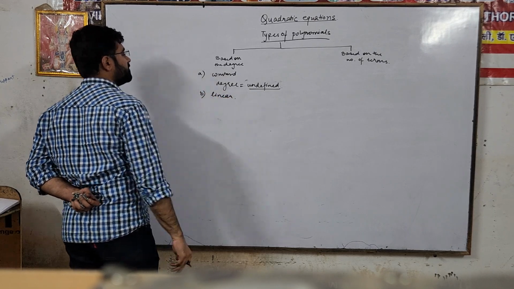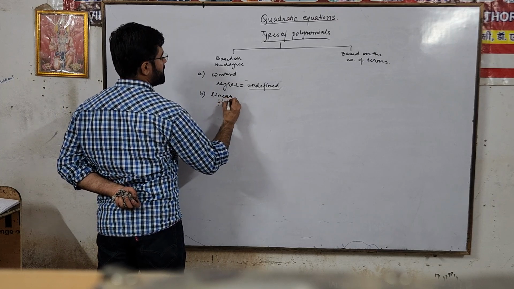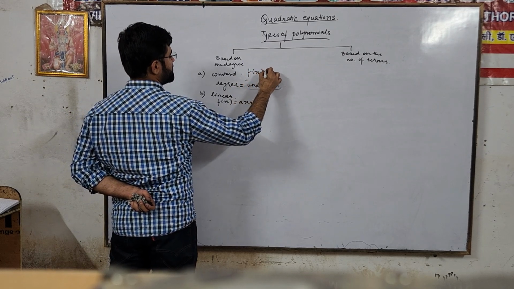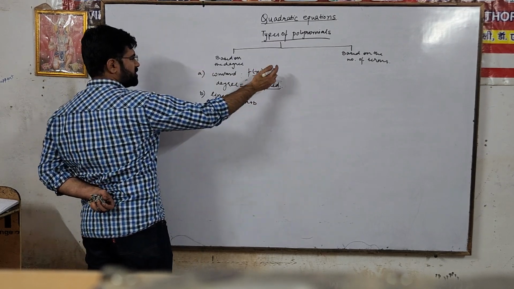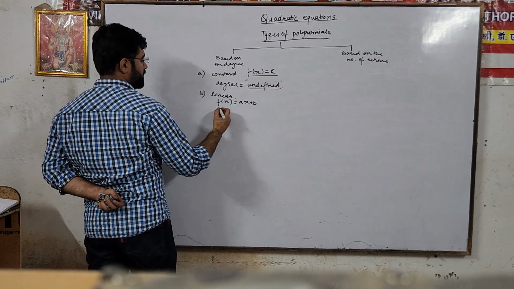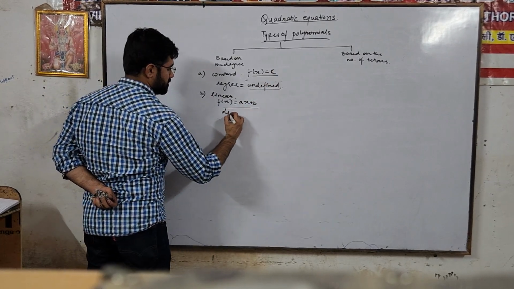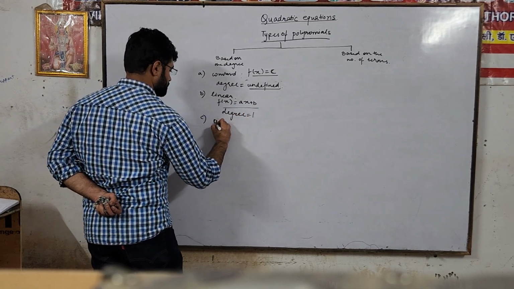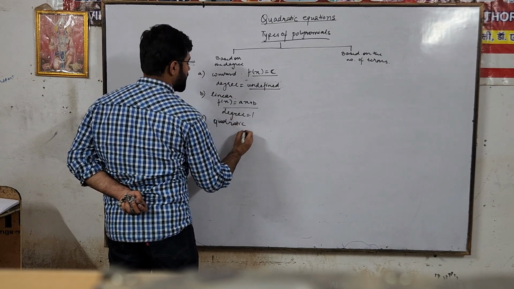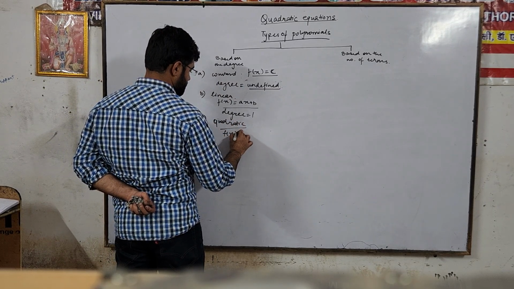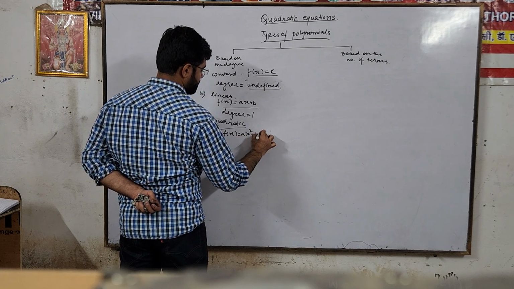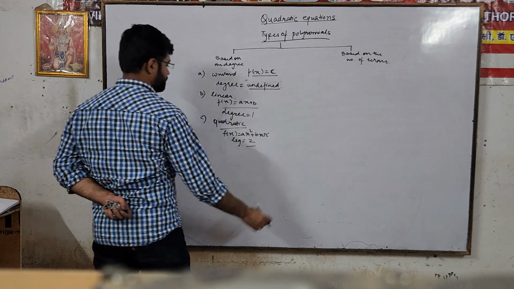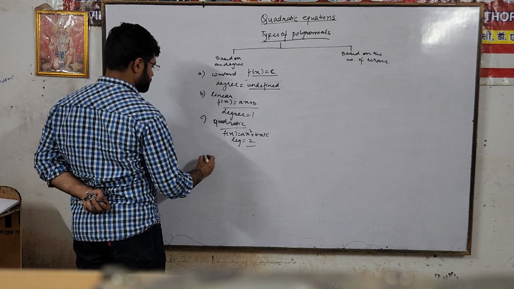Second case is linear. For linear, we have the example f of x is equal to ax plus b. You can take the constant example as f of x is equal to c, where c is a constant. In the linear expression, as I already told you, the degree is equal to 1. Next one is quadratic. The quadratic general equation can be written as ax square plus bx plus c. In this case, the degree is equal to 2, because the highest power is 2.